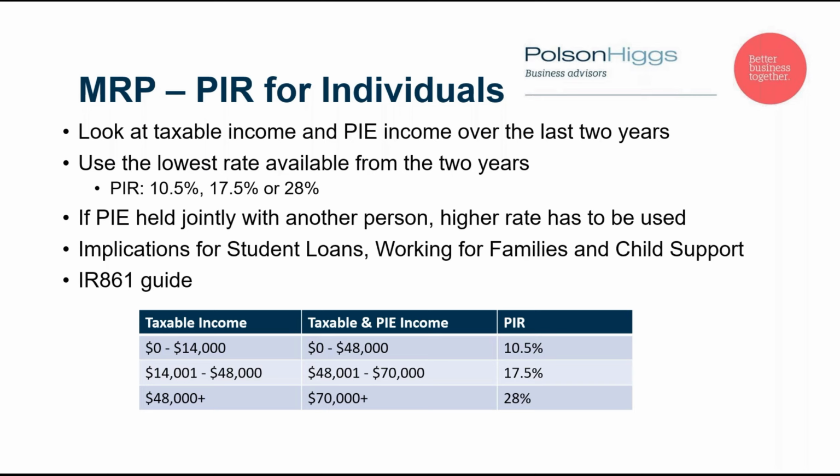There are also some implications for student loans, working families, and child support. Regardless of whether PI income is assessable or non-assessable in the individual's tax return, it will still need to be included when calculating end-of-year obligations for each of these. The only exception here is for locked-in PIs, such as KiwiSavers or retirement schemes, which don't need to be included.